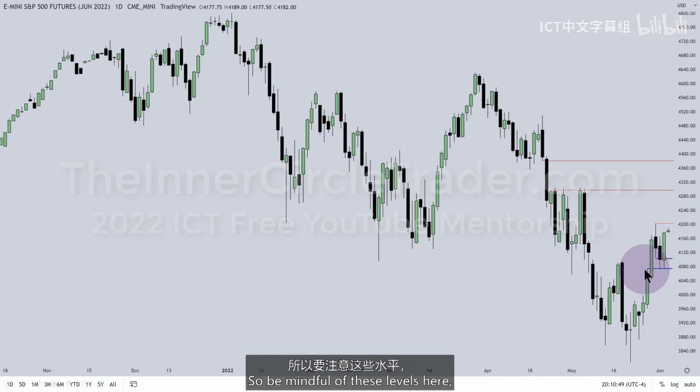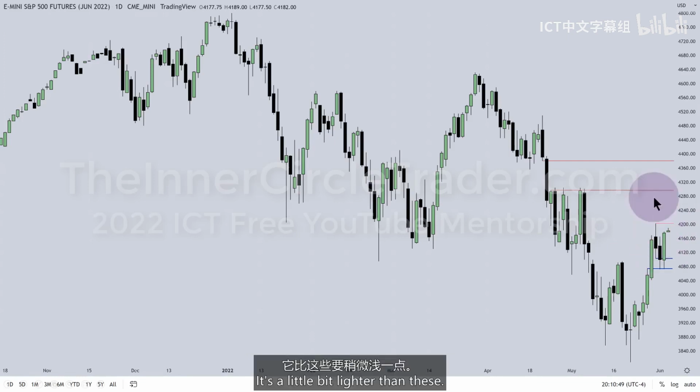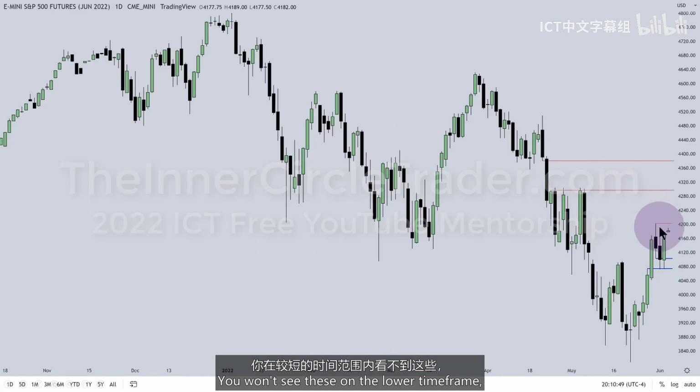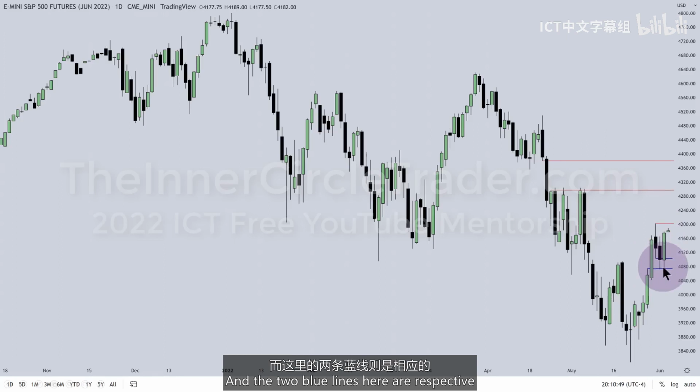So be mindful of these levels here, the two blue lines here and that red line here. It's a little bit lighter than these. You won't see these on a lower time frame, but this here is that short-term high here. And the two blue lines here are respective to that fair value gap on the daily chart.